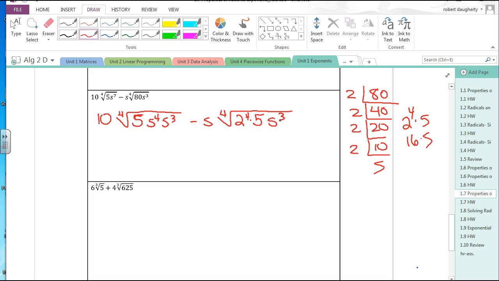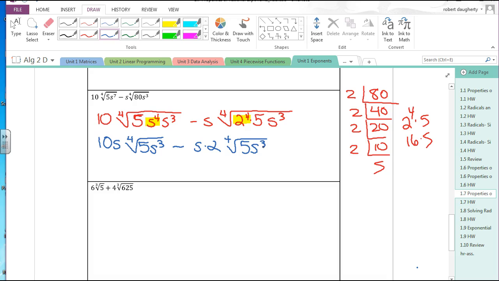In the first radical, what is my perfect fourth? This s to the 4th. Over here, what is my perfect fourth? 2 to the 4th. Those can come outside the radical. So I'm going to have 10s times the fourth root of 5s cubed minus s times what? 2, and the fourth root of 5s cubed.